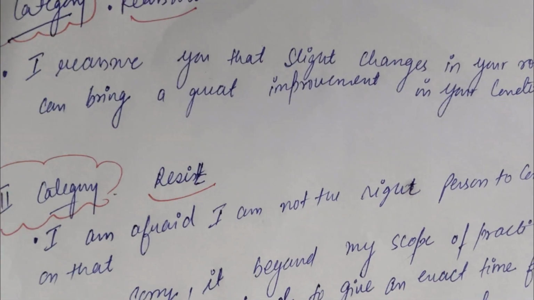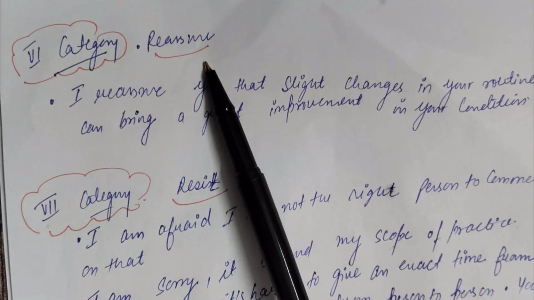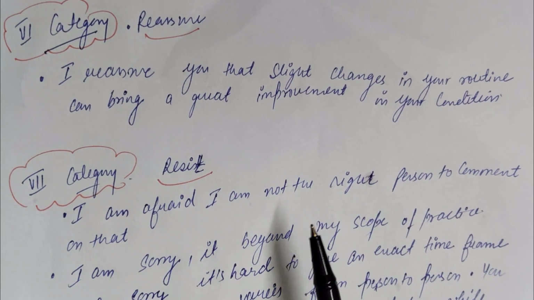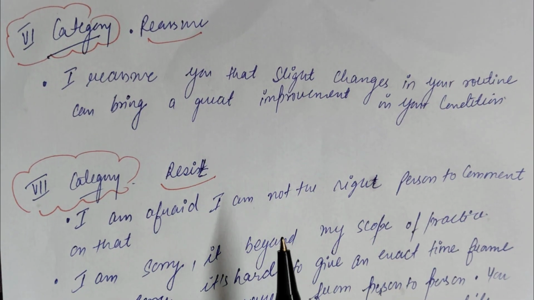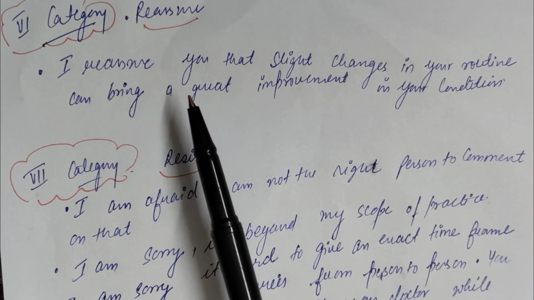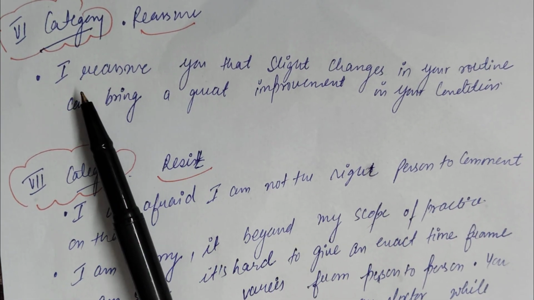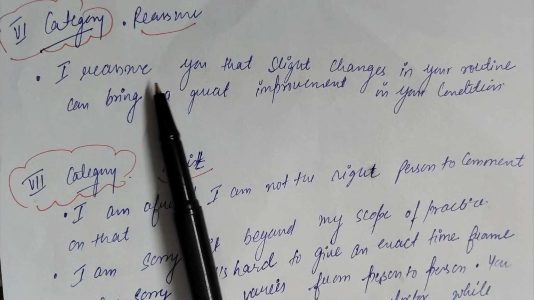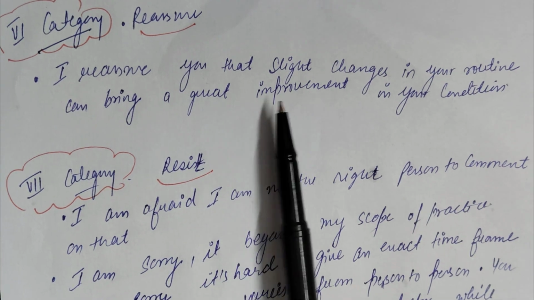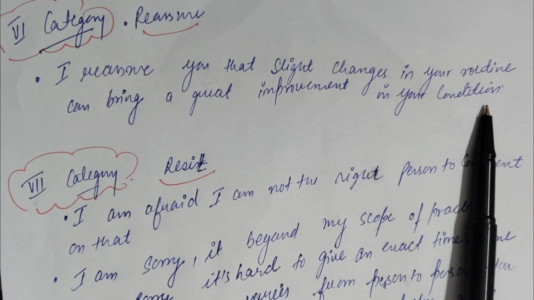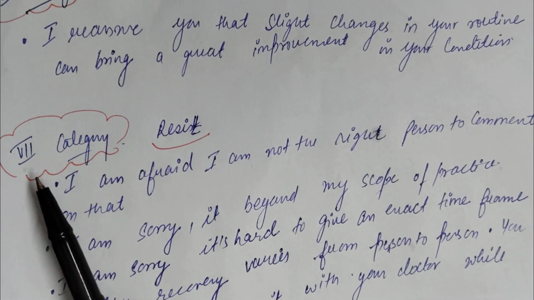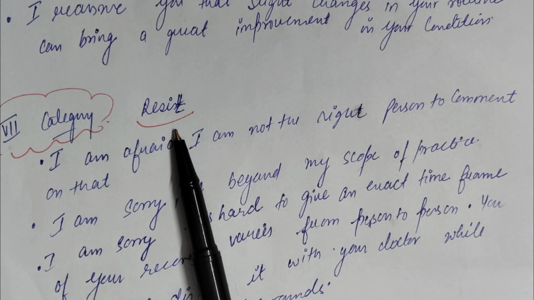Next is the sixth set. It's reassurance. Reassurance is very important in OET speaking, as even a single role play can be completed with it. It's a main verb used in OET speaking. So the phrase is: I reassure you that slight changes in your routine can bring a great improvement in your condition.